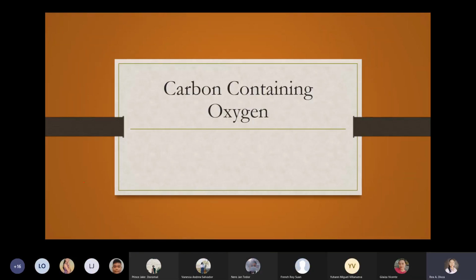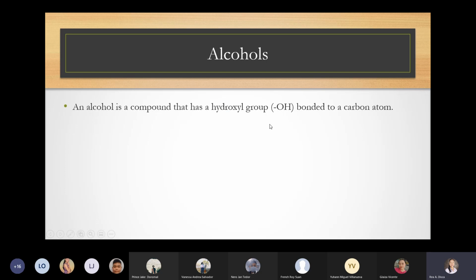Let's proceed to our next topic, which is carbon-containing oxygen, or hydrocarbons containing oxygen. So what are the common uses of oxygen-containing carbons? The main idea is that organic compounds may contain oxygen aside from carbon and hydrogen. First on the list are what we call alcohols. An alcohol is a compound that has a hydroxyl group bonded to a carbon atom.